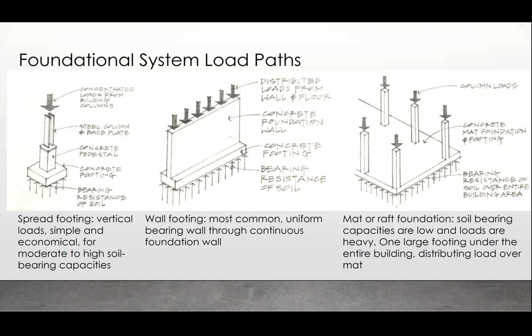And then next would be wall footing. So these are the most common. Uniform wall, bearing wall through continuous foundation wall. So again, distributed loads, continuous. When you get to the soil here, it should be continuous underneath the concrete footing, unlike mat or raft foundation, where this is for low load capacity soil bearing, and that is going to take place underneath the entire structure. So that mat takes place underneath the entire building, and it's distributing the entire load out through the entire structure.